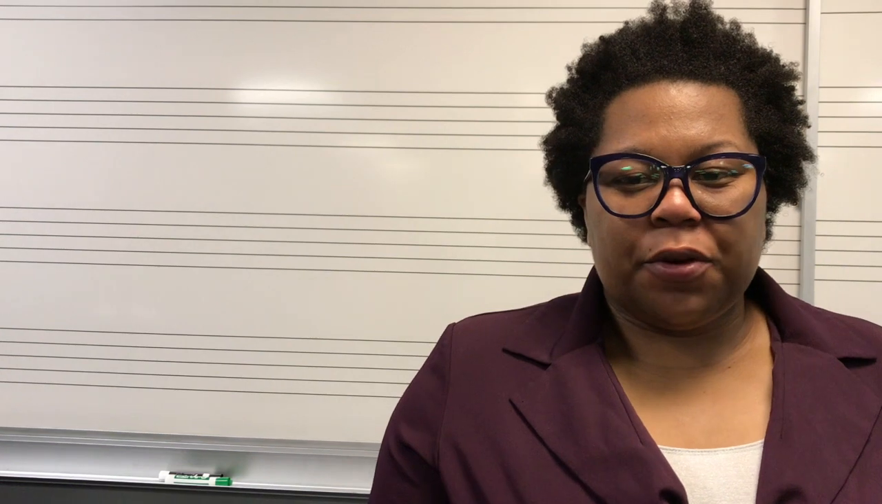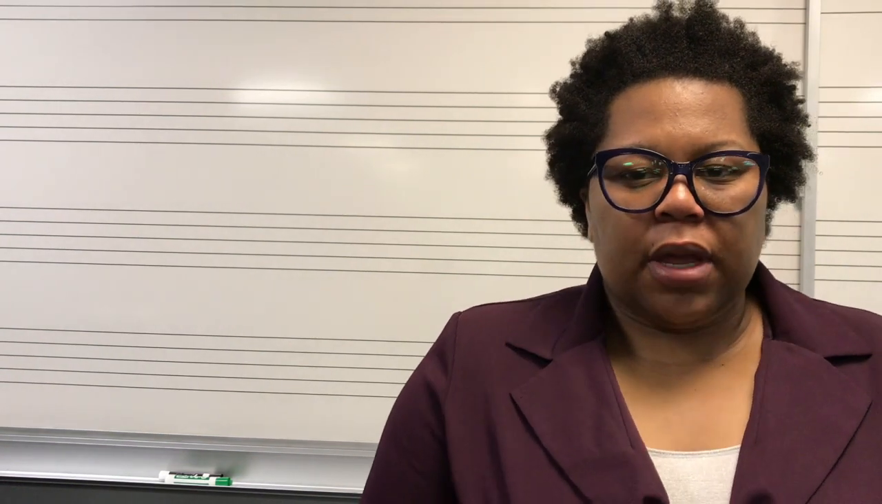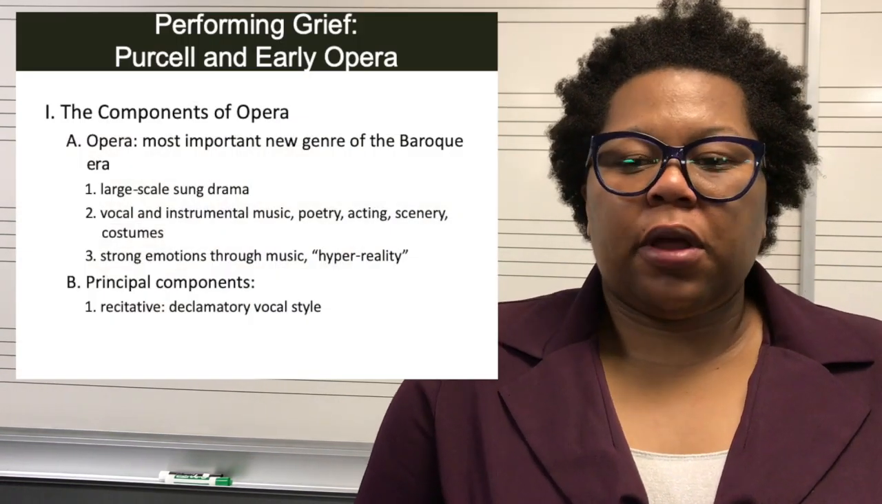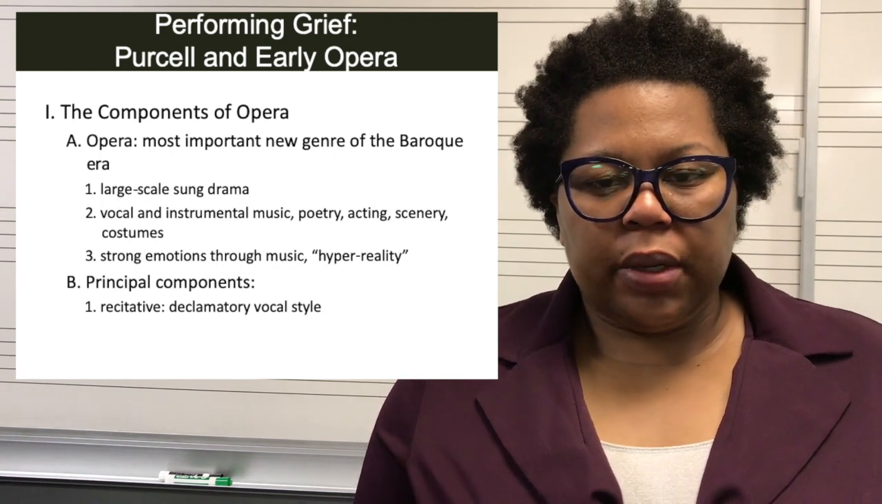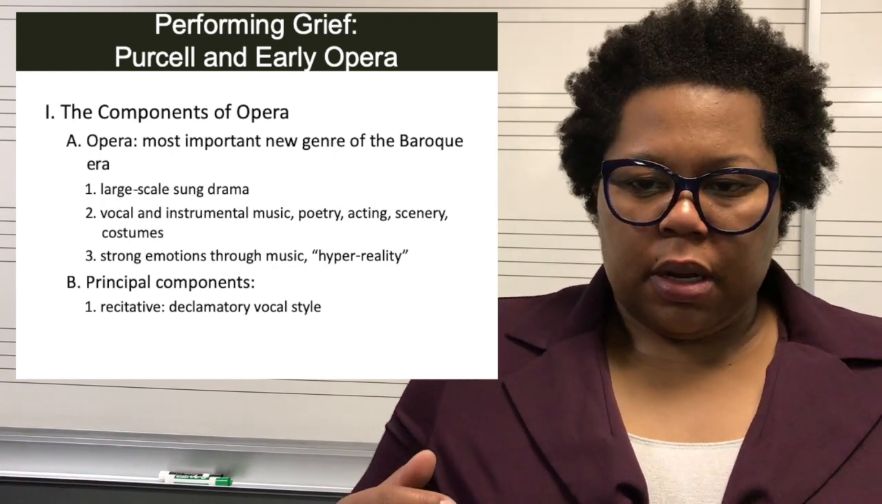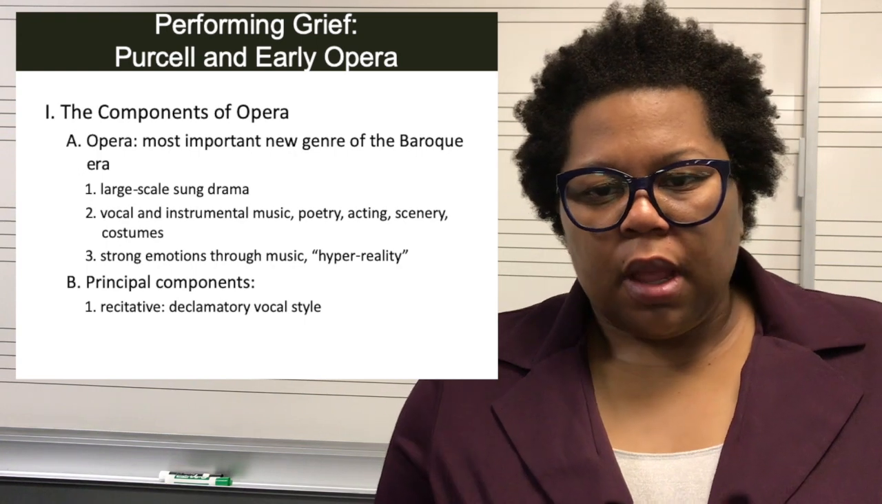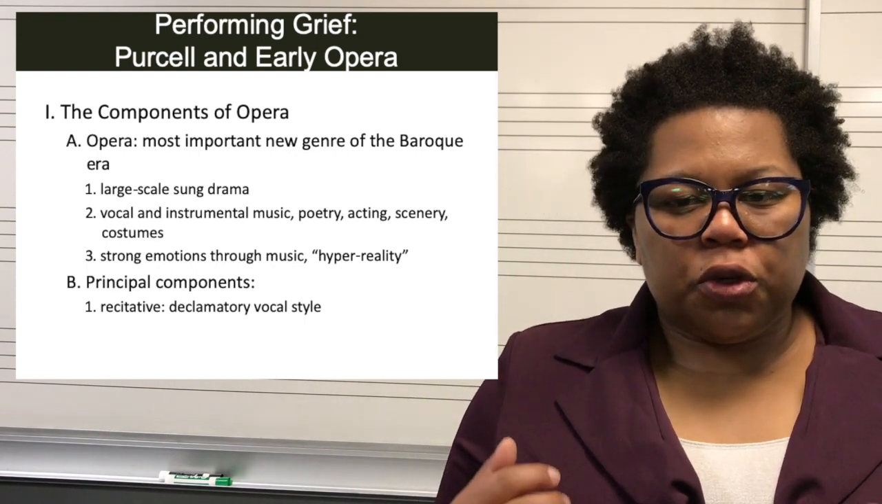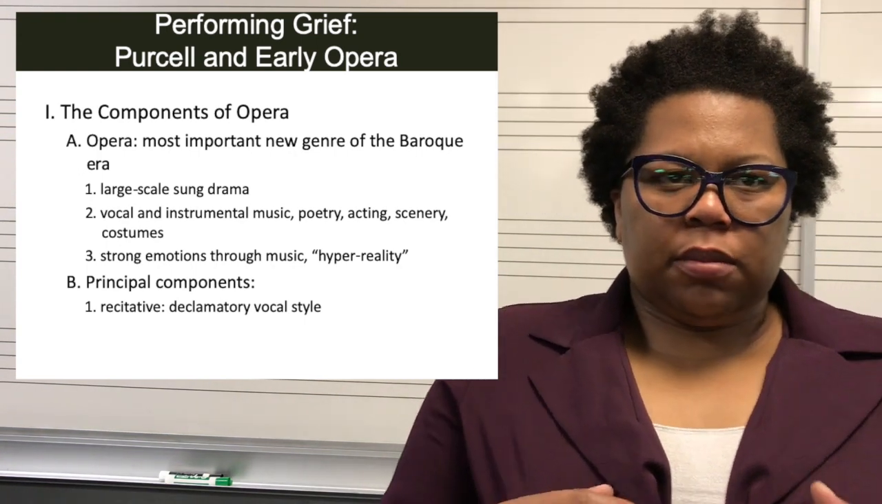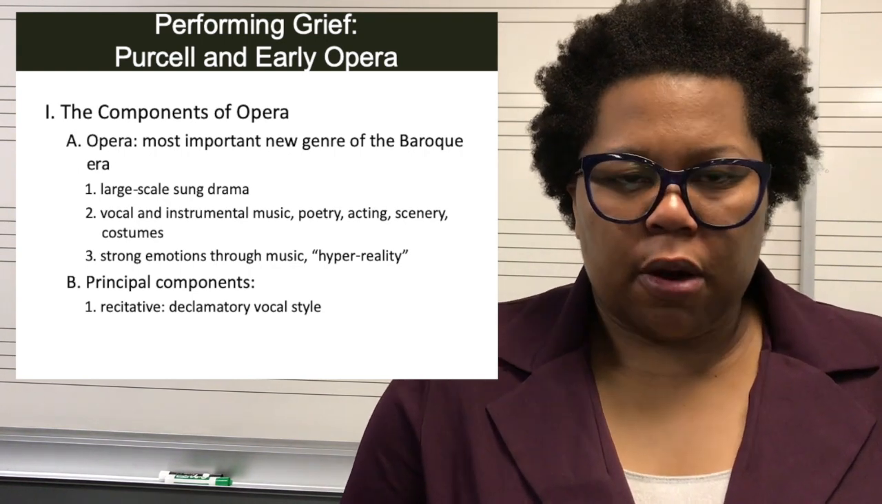Okay, moving on to chapter 22. Here we have performing grief, Purcell, and early opera. Now, the components of early opera are very interesting. This is a new genre, and it's very important. It's pretty much the basis of the Baroque era.